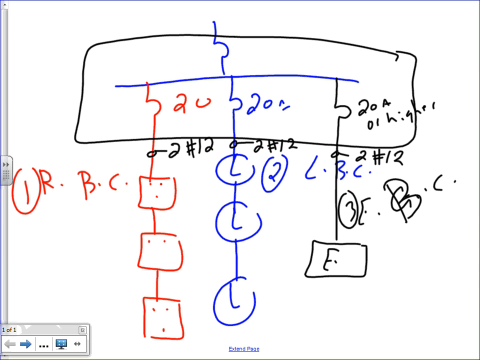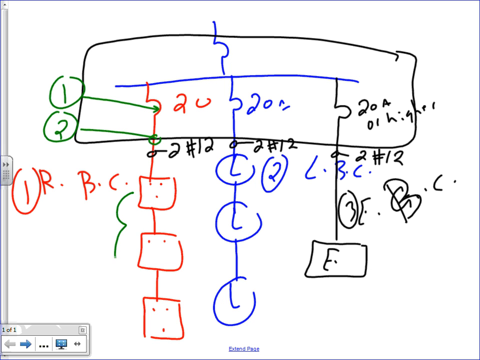Okay, so this chapter is all about 2 things. Number 1 is going to talk about an overcurrent device for the branch circuit. So that's number 1. Number 2, the conductor. That's number 2, right? So the overcurrent device and the conductor.